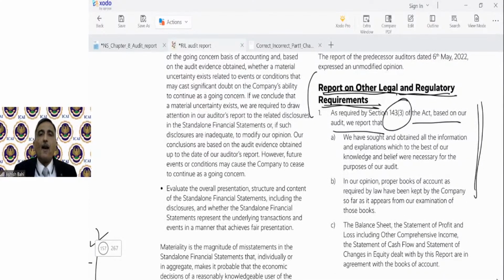Yes, students. Have you done section 143 subsection 3 in your company law classes? What are the matters required to be stated therein? In the audit report as per section 143 subsection 3 of Companies Act. So all those matters which are required to be stated under 143 subsection 3 of Companies Act, these are stated here under the heading report on other legal and regulatory requirements. Yes. Are you familiar with 143 subsection 3? Yes, students.